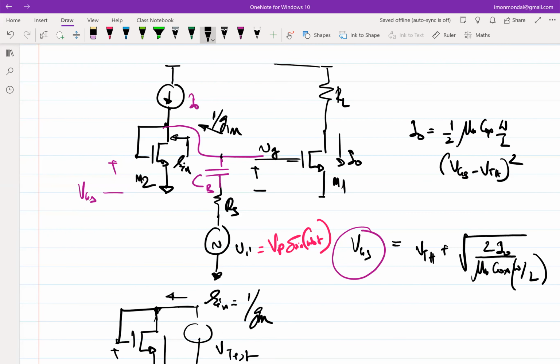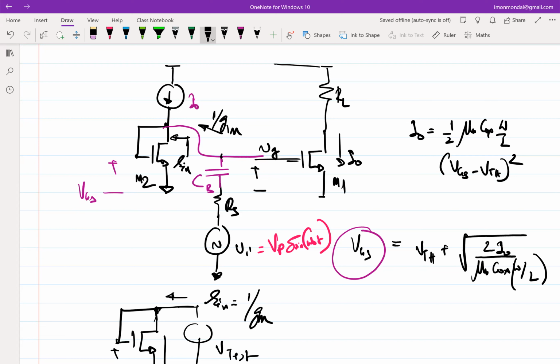Now you see that RS is typically not in your control. 1 over GM is also kind of not in your control, because you want a certain GM in this guy, and that's how you have set it. As a designer, you cannot control RS, and to some extent you cannot even control 1 over GM for loading purposes, because 1 over GM is being used to get the gain. So that's a problem then, right? So what is the fix?